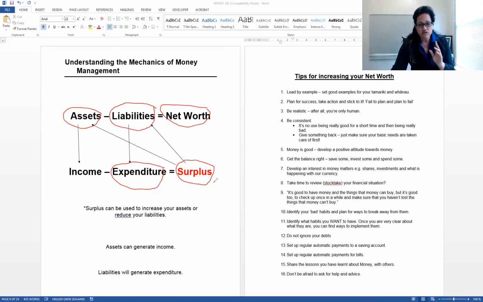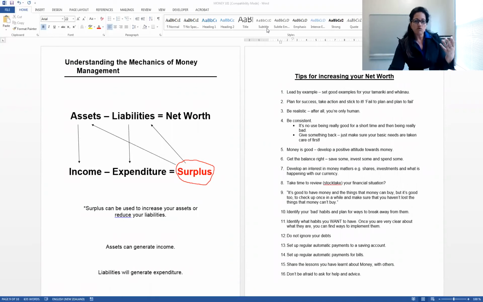Versus if she just used her surplus for expenditure, nothing would happen to this line. So now Hariata has more options to be able to utilise that surplus, and she can think more strategically about what she wants to do with it.